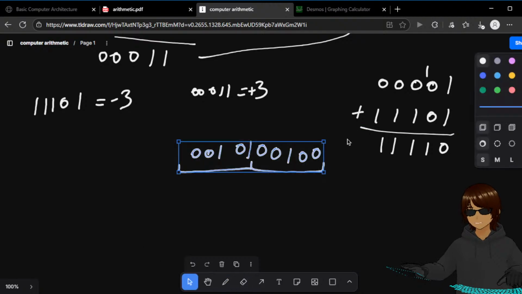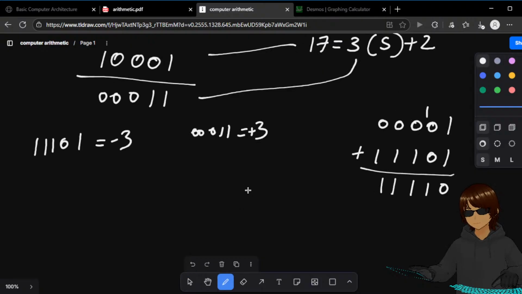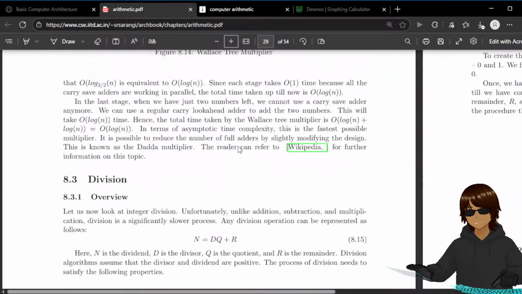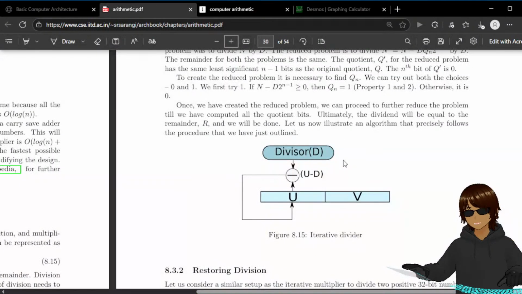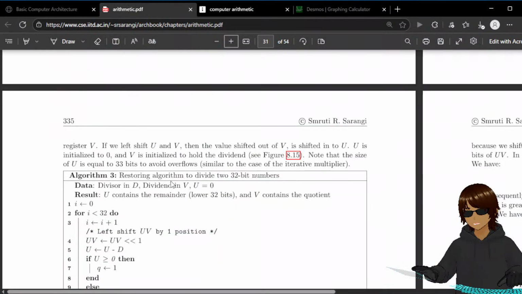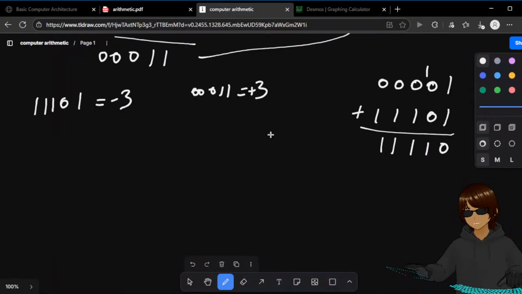Well, now let's try this again. So we have the divisor, which is +3. We have U and V. So V initially contains the dividend, which is 17.